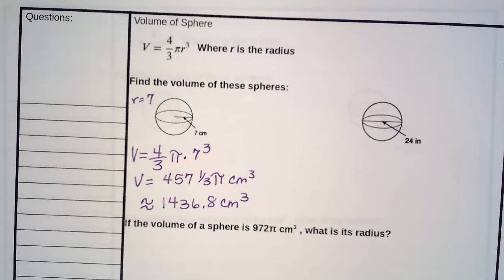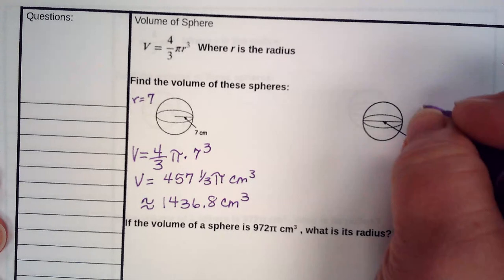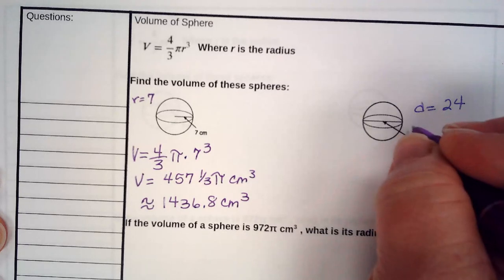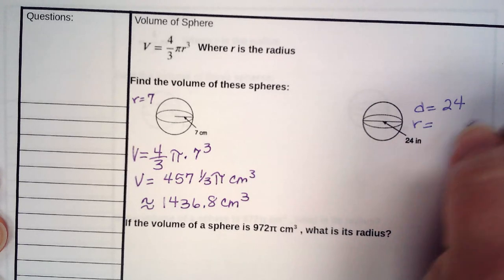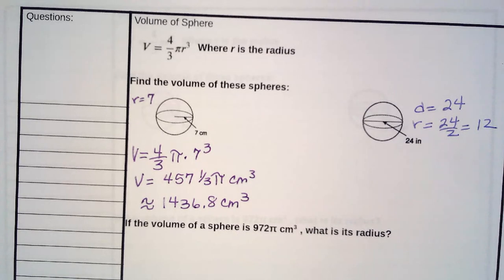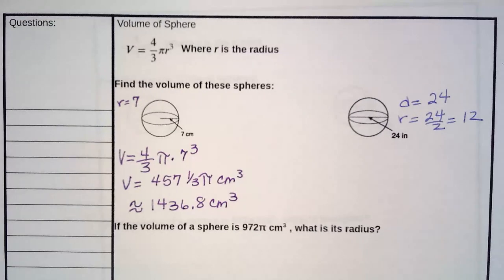What about the next one? Do we know the radius on the next one? No, we know the diameter. The diameter is 24, so your radius would be 24 divided by 2, which gives you 12. Now we're ready to apply our formula.